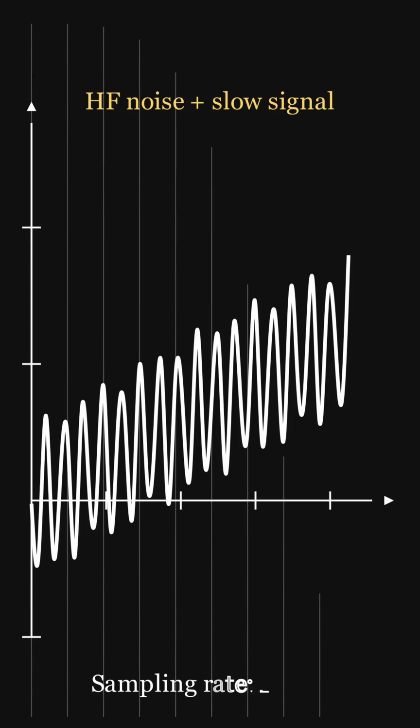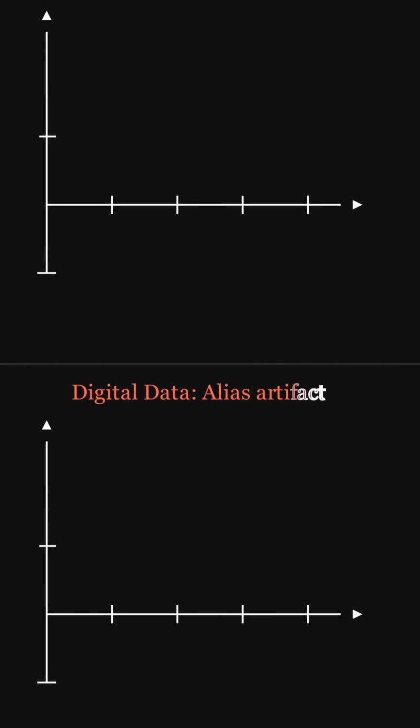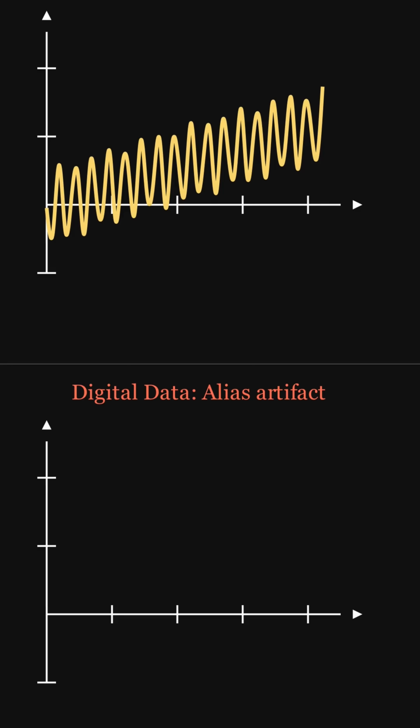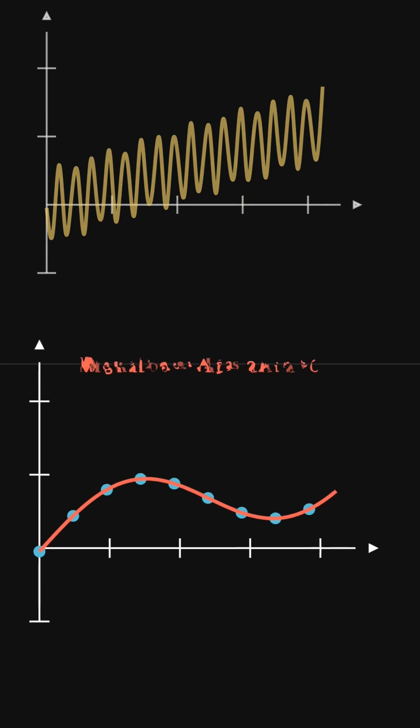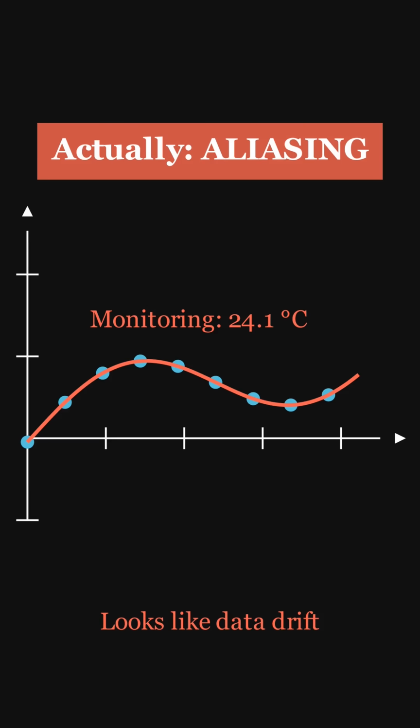It cannot correctly represent that high-frequency noise. But if the noise is present at the ADC input during sampling, it will not magically disappear. In the samples, it can fold down into a slow component. Smooth changes suddenly appear on the graph. The engineer looks at it and thinks, the temperature is drifting, but the temperature is stable. What you are seeing is a ghost created by sampling.